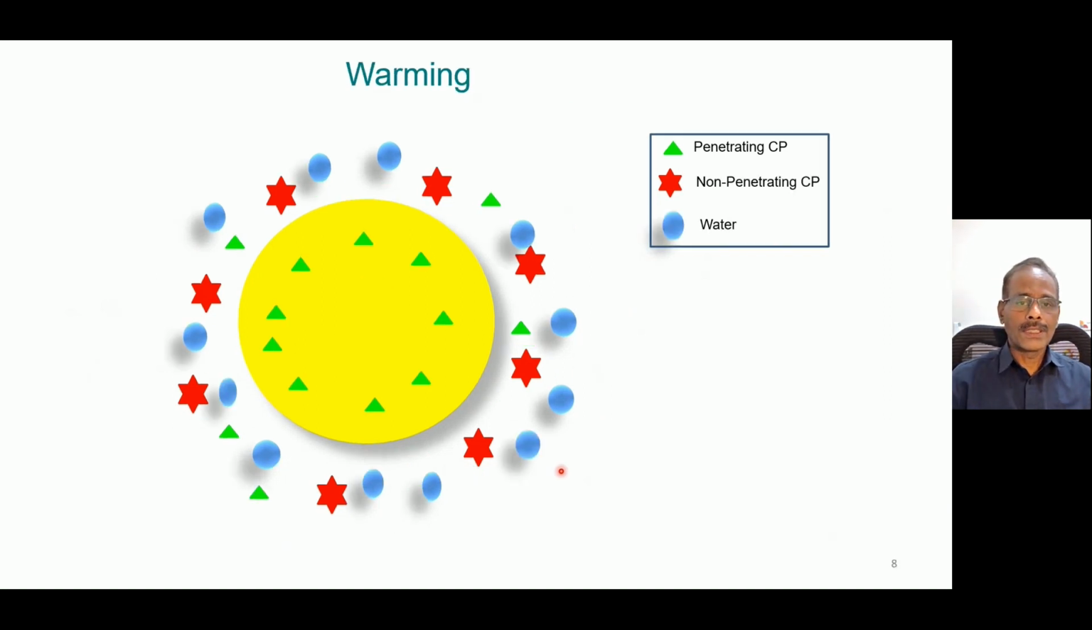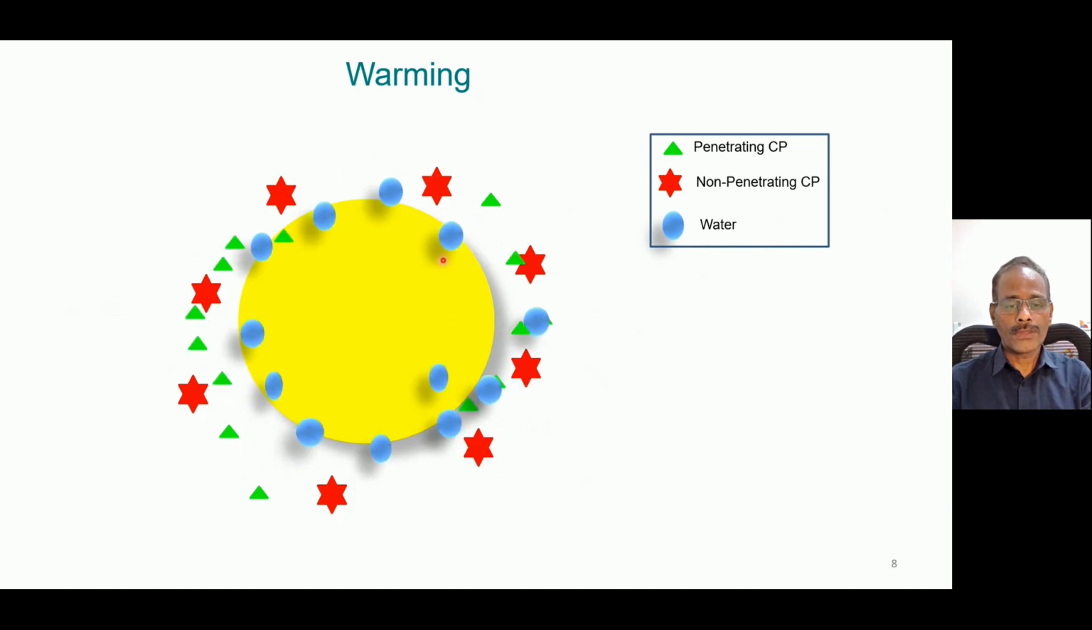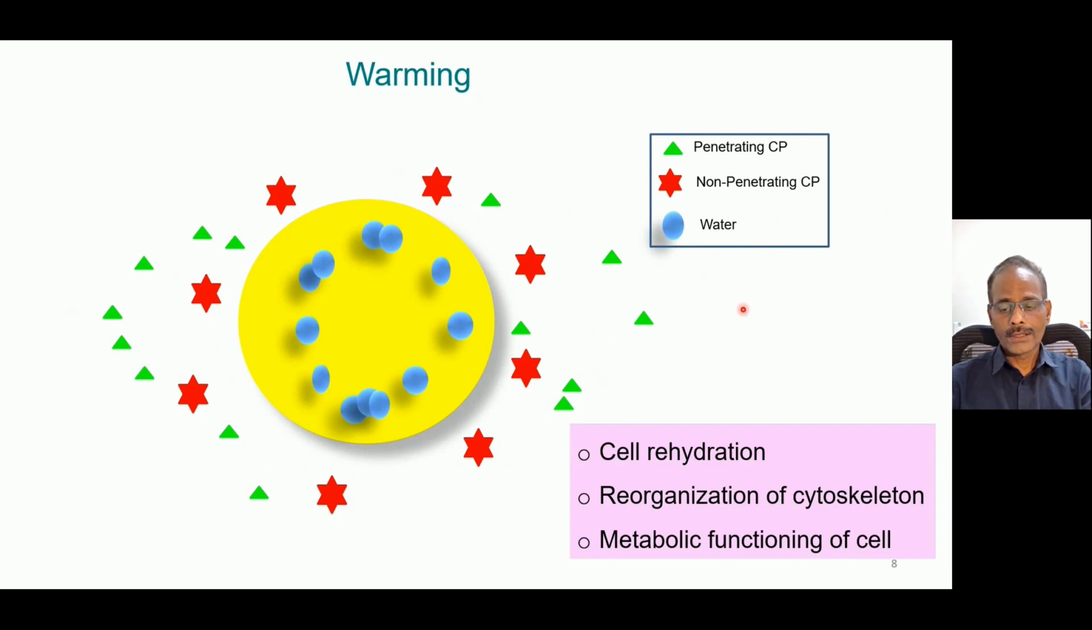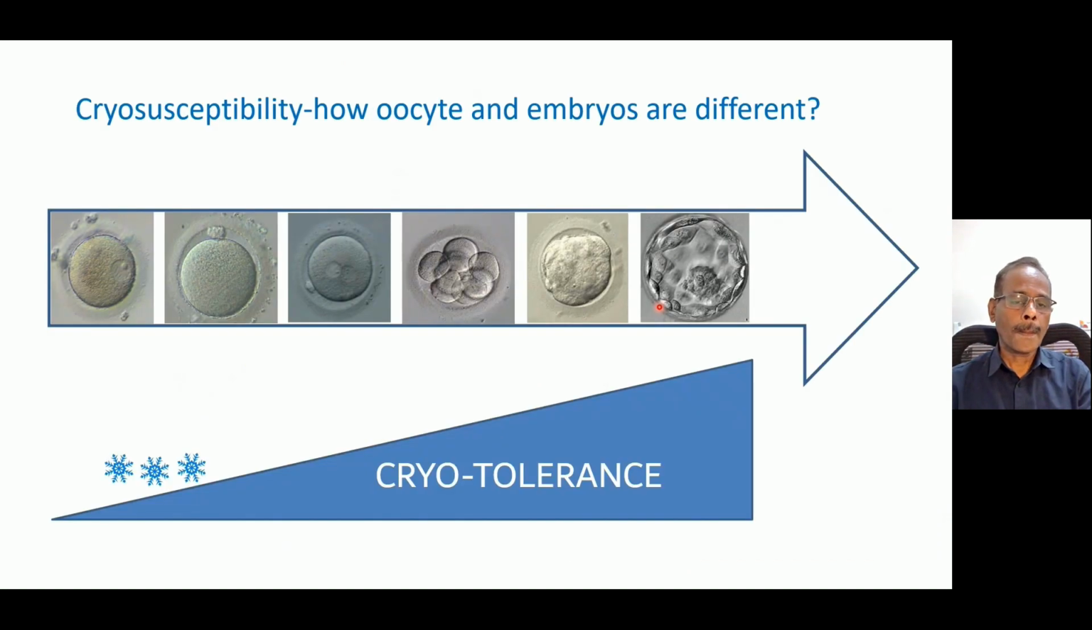The whole process is reversed during warming. When we keep them in a thawing solution or a warming solution, the water in the warming solution gets inside the oocyte or cell, and cryoprotectants come out of the cell. This eventually leads to cell rehydration, reorganization of the cytoskeleton, and cells attain metabolic and physical functionality, come back, and eventually become normal.